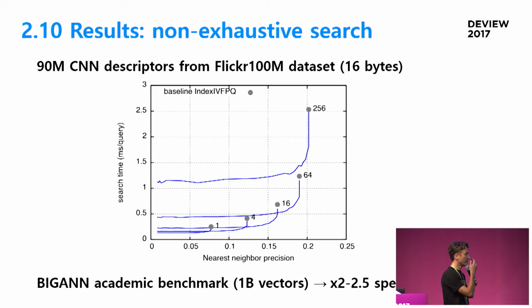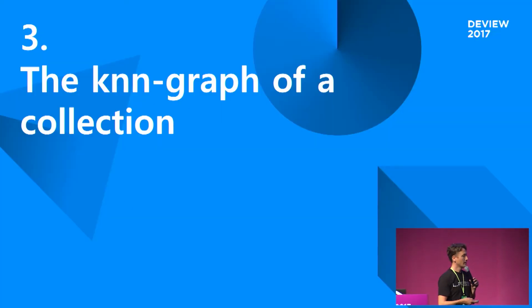We also ran experiments on what is referred to as the big ANN benchmark, which is, to our knowledge, the largest academic benchmark for large-scale indexing with 1 billion vectors. And compared to the state of the art, we report a 2.5 times speed up with our Polysemous approach. Now we can do large-scale indexing in a very efficient manner.